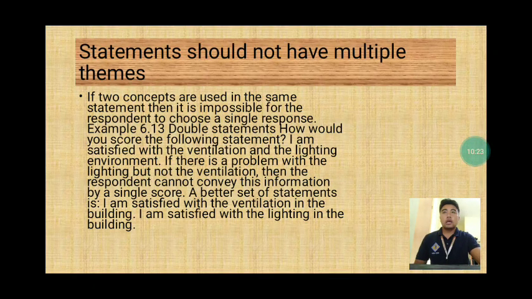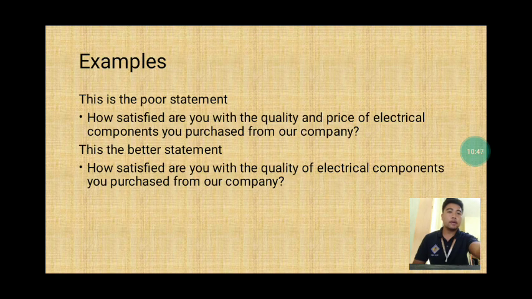So, statements should not have multiple things. It is still important to ensure that survey statements are focused on a single theme or topic. This is because, as in any survey research, statements that address multiple themes can lead to confusion and difficulties in interpreting the responses. So, next slide.